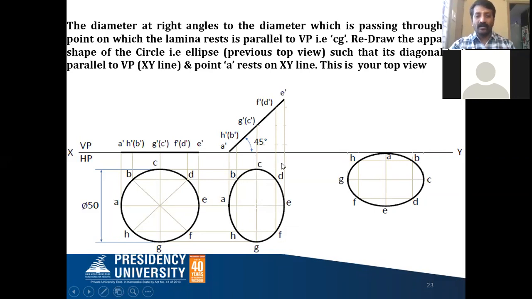So what do you have to redraw now? With that information, you have to redraw this ellipse such that this CG should come parallel to your XY line. If it is parallel to XY line, automatically it is parallel to VP. Now the question comes, how to redraw this?